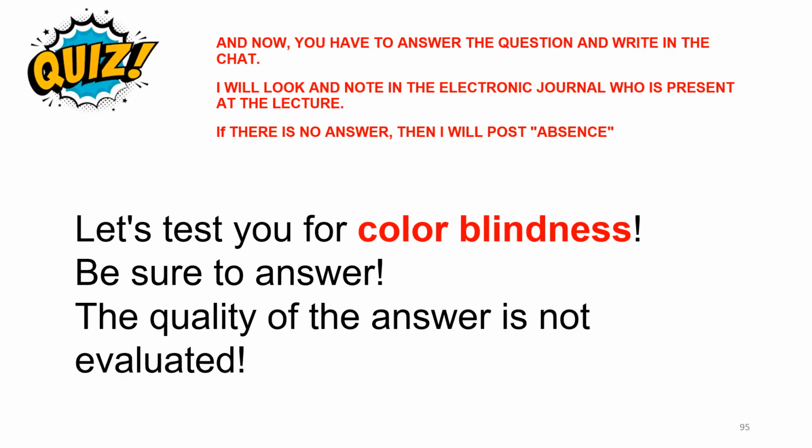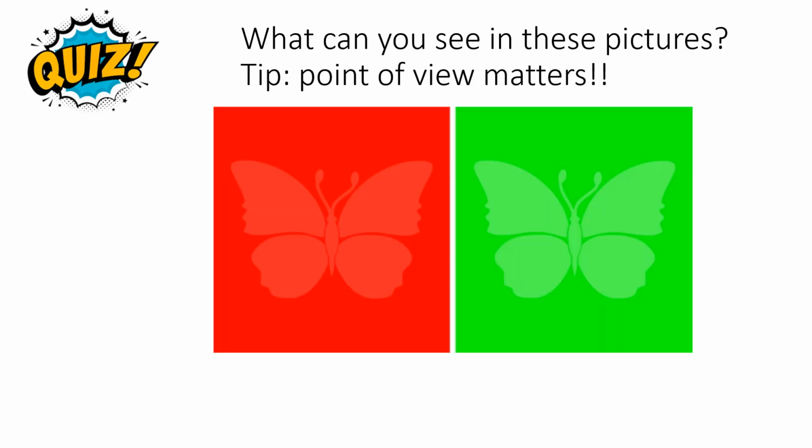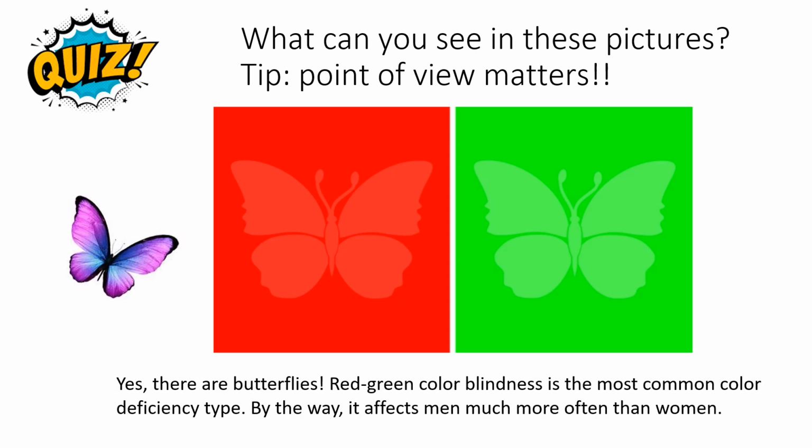Let's test you for color blindness. Be sure to answer. The quality of the answer is not evaluated. What can you see in these pictures? Tip: point of view matters. Yes, there are butterflies. Red-green color blindness is the most common color deficiency type. By the way, it affects men much more often than women.